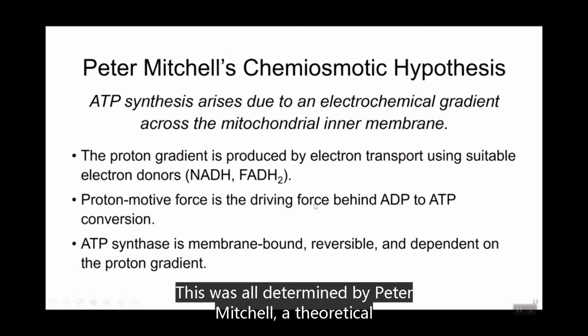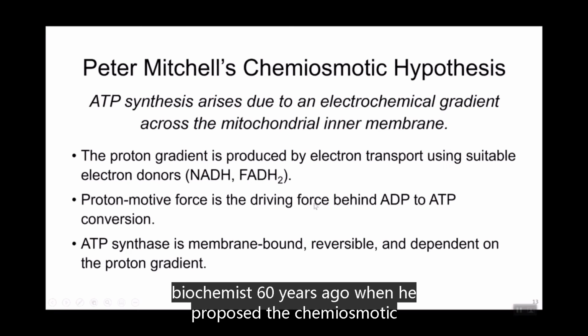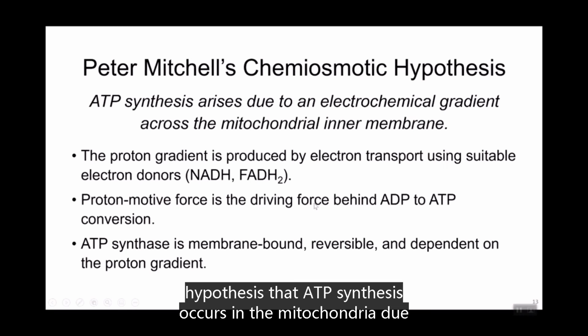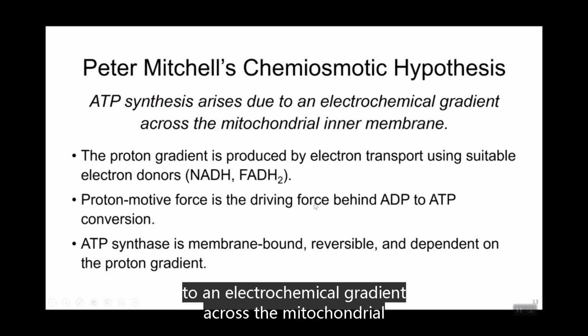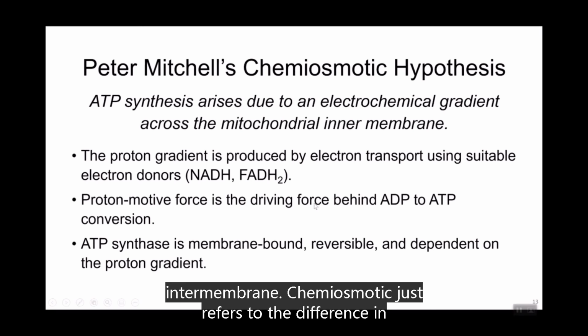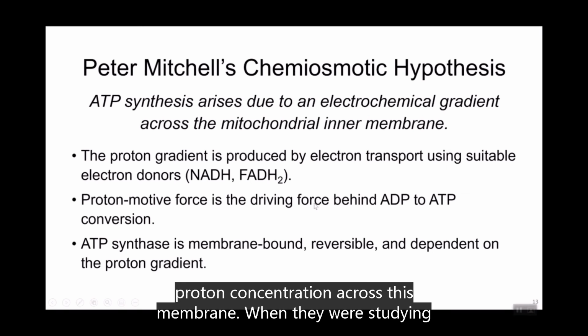This was all determined by Peter Mitchell, a theoretical biochemist, 60 years ago when he proposed the chemiosmotic hypothesis that ATP synthesis occurs in the mitochondria due to an electrochemical gradient across the mitochondrial inner membrane. Chemiosmotic just refers to the difference in proton concentration across this membrane.